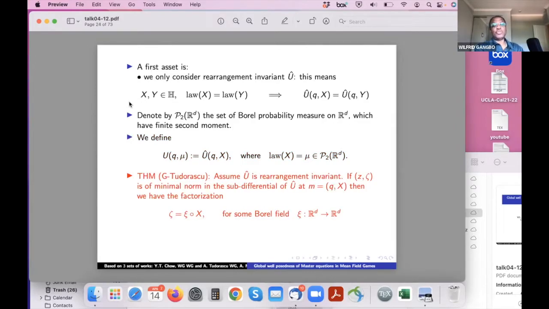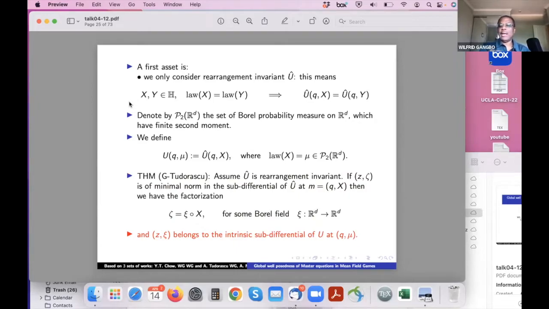There is a result due to myself and to the rescue, which says that if U hat is rearrangement invariant, and you take any element of minimal norm of the subdifferential, so the subdifferential of U hat will be a convex set, a closed convex set. Therefore, by standard convex analysis theory, it has an element of minimal norm. If you take the element of minimal norm to be Z zeta, then you can factorize zeta through a vector field from Rd to Rd. Z psi belongs to the intrinsic subdifferential of U at Q mu.